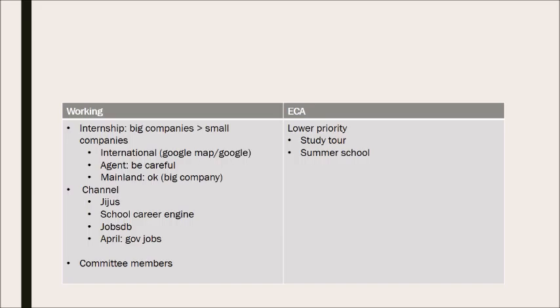And then I think it's good to become a committee member in your school, because it can train your communication skills. How about study tour or summer school? I personally think that you may not write them on your CV, so that's why they are put in a lower priority. But if you have time, maybe you can try that, or if you can't find any internship, it's also a good choice, because international exposure is really important.